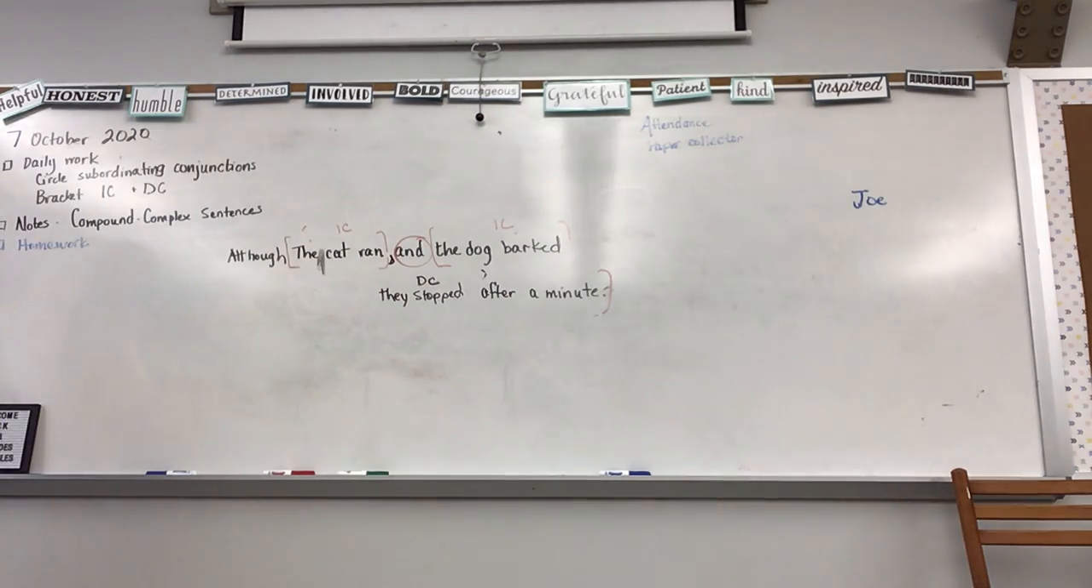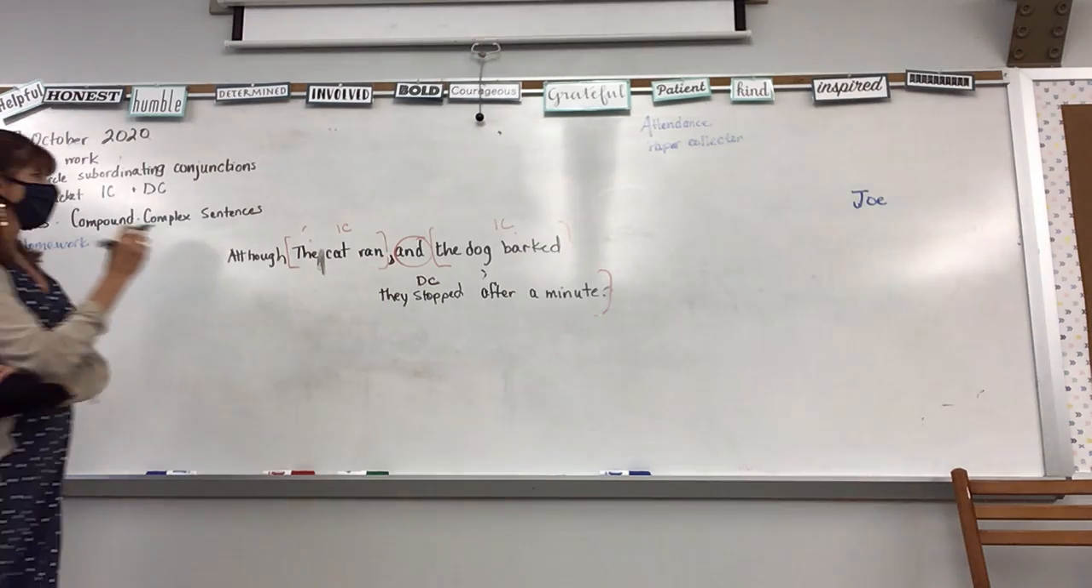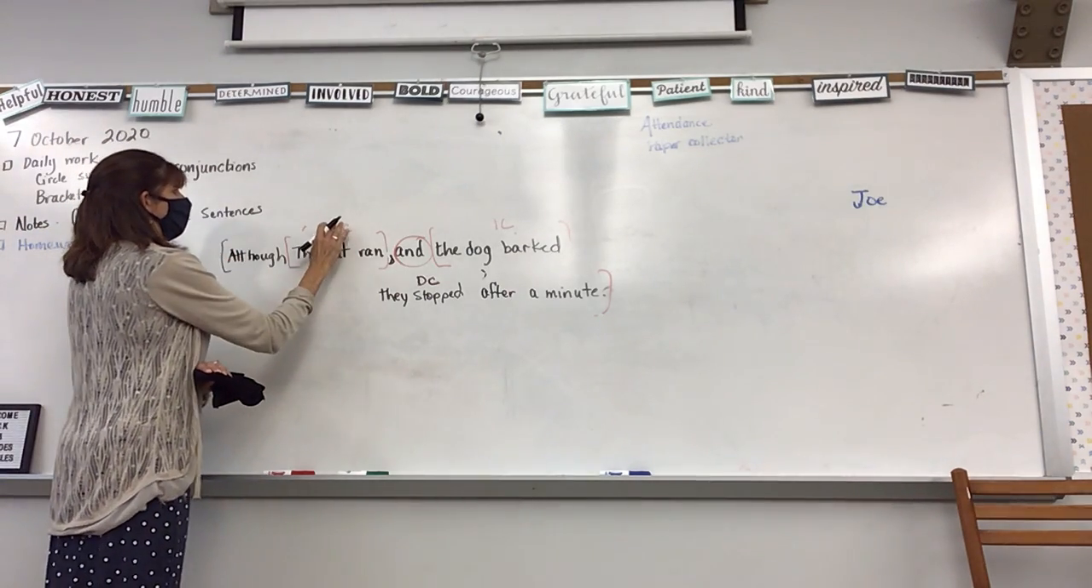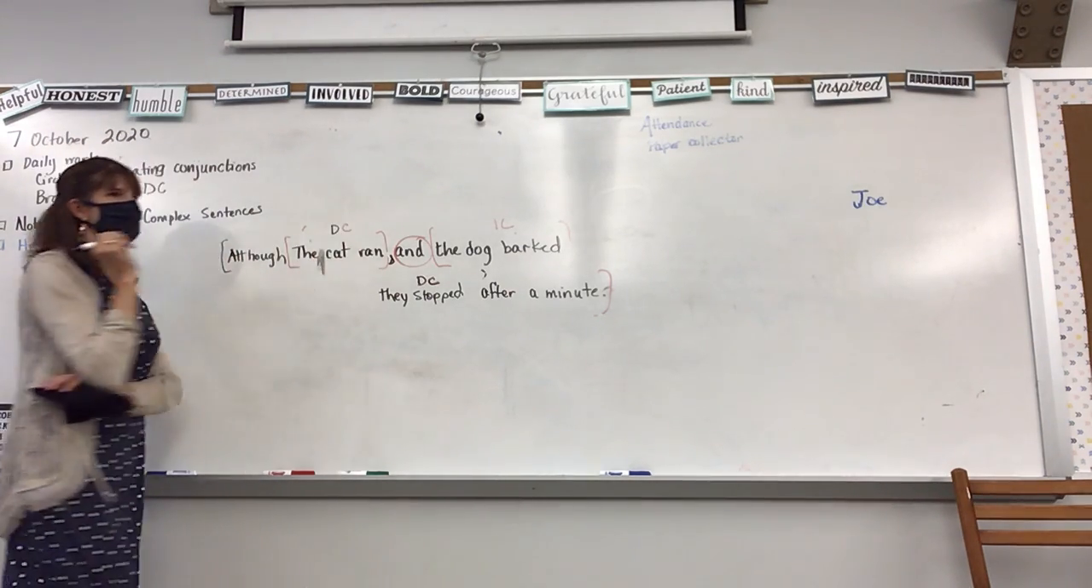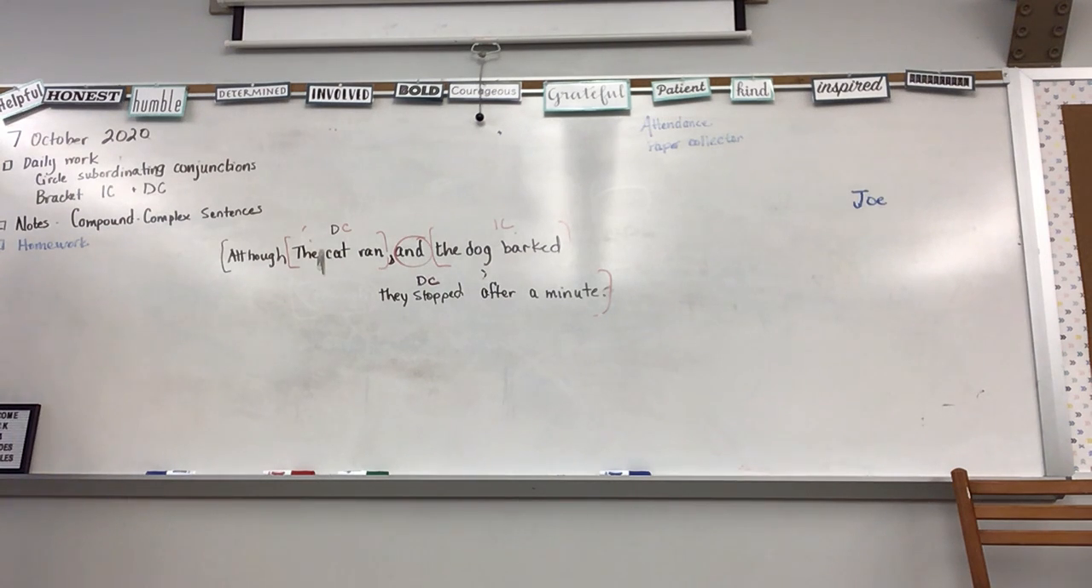Wait, although the cat ran and the dog barked, they stopped after a minute. Yeah. No, wouldn't that all be... think about it, because it would be, although the cat ran and the dog barked, comma, they stopped after a minute. Yeah, that just sounds more natural. I would agree. The subordinating conjunction starting at the beginning, hold on, this is great, Davis. The subordinating conjunction is starting at the beginning, so you would always have a comma after that clause.